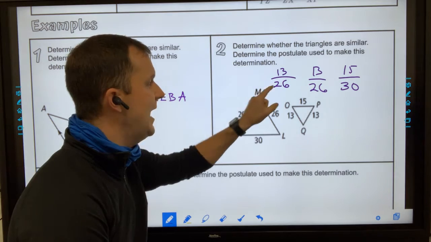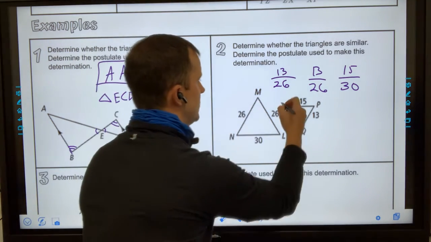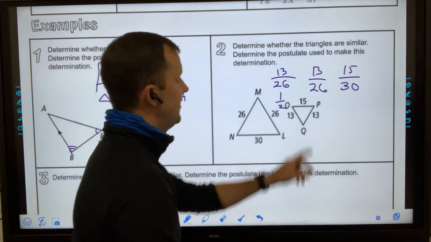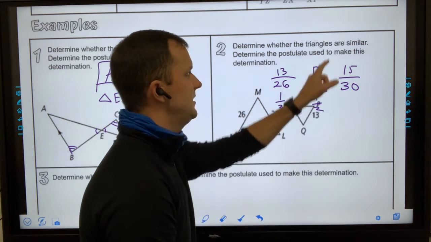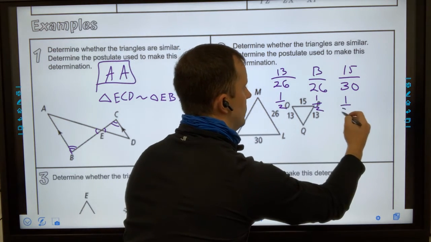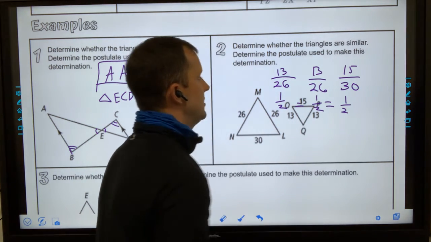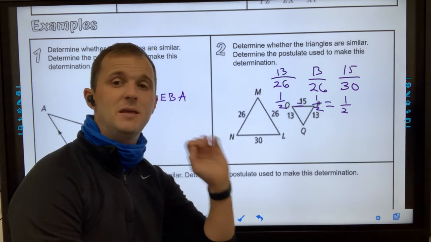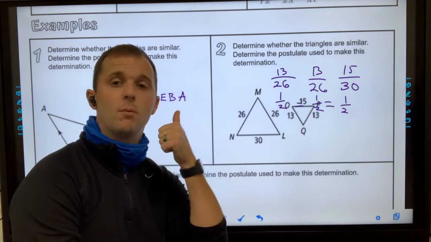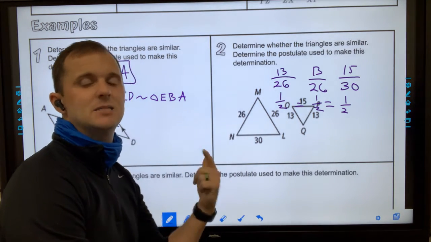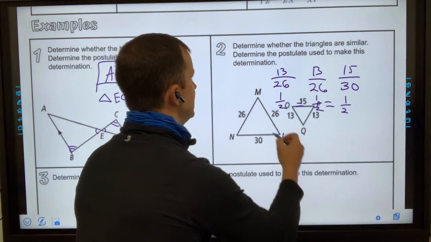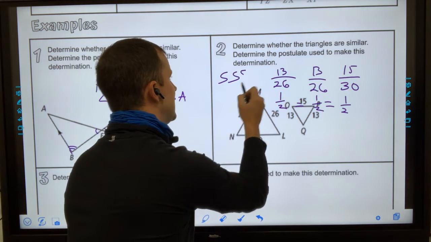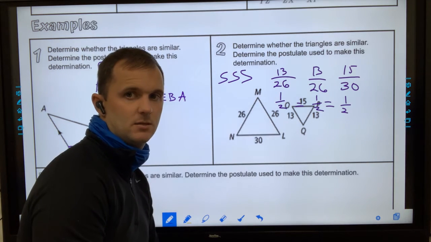So 13 is half of 26, so that turns into 1/2. 13 is half of 26, so that turns into 1/2. And 15 is half of 30, so that turns into 1/2. So right now, ladies and gentlemen, all three of those are going to be the same, which means they are proportional. So that tells me these two triangles are going to be similar. So that means they are similar because of the side similarity postulate, okay?